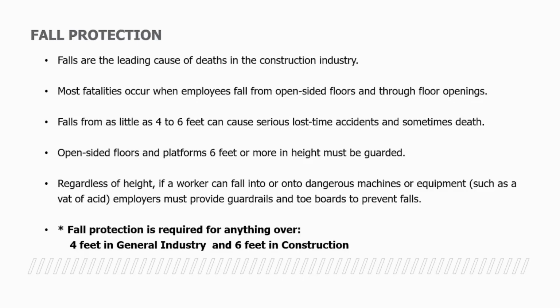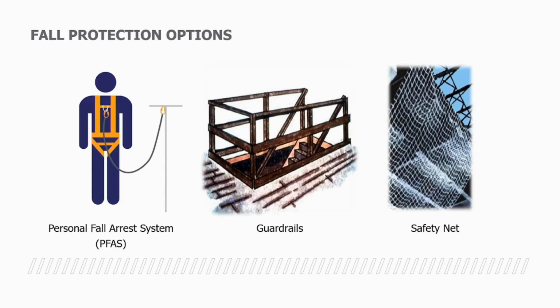Fall protection is required for anything over 4 feet in general industry or 6 feet in construction. Those are two very important numbers to remember. So once again, anything greater than 4 feet in general industry shall have fall protection. Anything 6 feet or more in height shall have fall protection on the construction site.